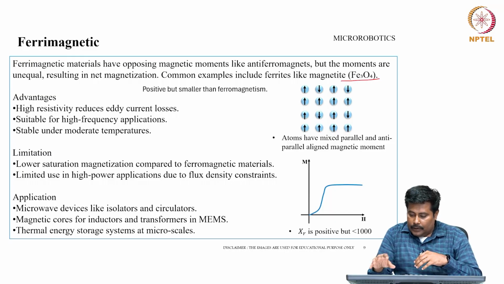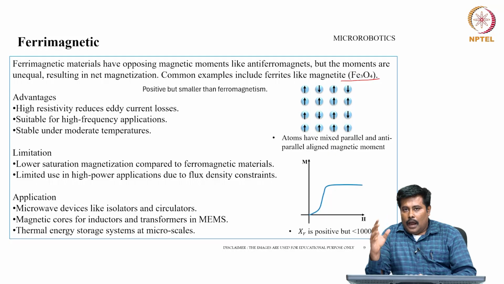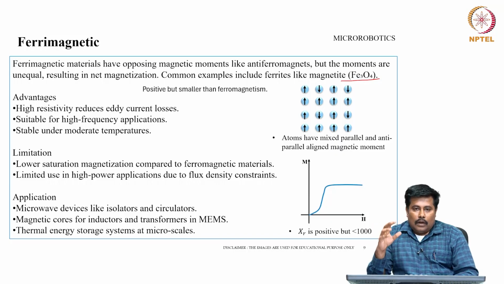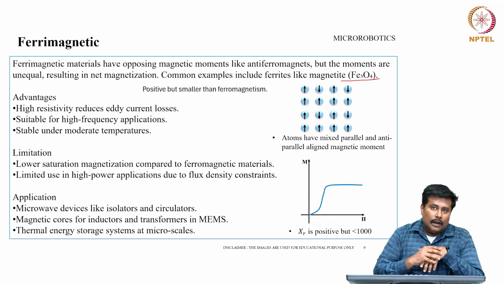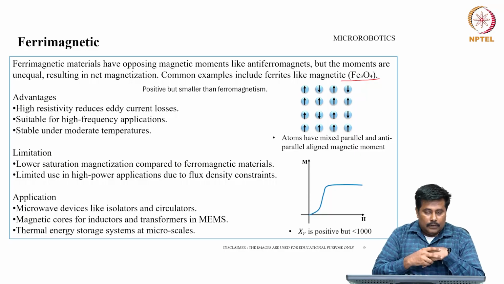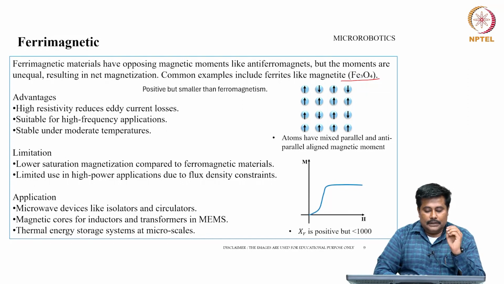If we observe the overall atoms and their magnetic domains, atoms have mixed parallel and antiparallel aligned magnetic moments. From an advantage point of view, it has high resistivity and reduced eddy current loss. It is suitable for high frequency applications and it is stable under moderate temperature. With reference to limitation, it has a lower saturation magnetization compared to the ferromagnetic material, and limited use in high power applications due to flux density constraints.